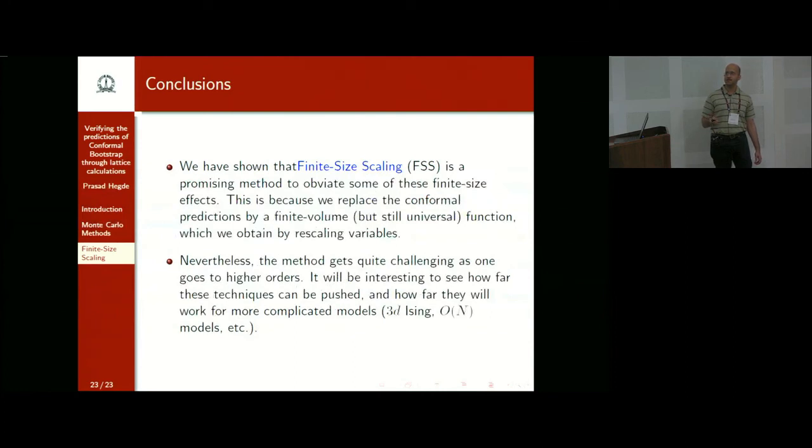And this is because we actually replaced the conformal prediction, which is an infinite volume prediction, by a finite volume but still rather universal function, which we obtained by rescaling variables. It's still quite challenging, primarily because of the error bars and various other systematics. So it's interesting to see how far you can push them, and also how far they will work for, let's say, a 3D Ising or an O(N) model, because there are a lot of CFT predictions for these higher dimensional or more complicated models as well.